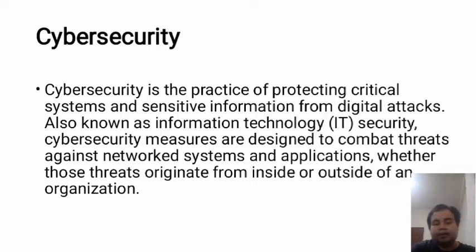Cybersecurity is the practice of protecting critical systems and sensitive information from digital attacks. Cybersecurity measures are designed to combat threats against network systems and applications. So, cybersecurity allows you to protect your device and other critical information that others can get from you.